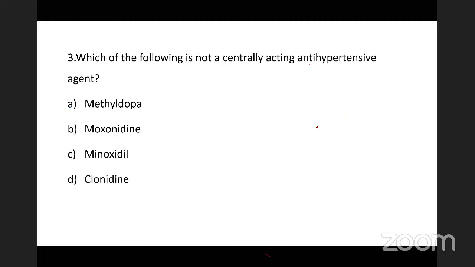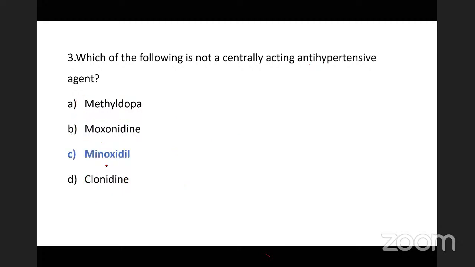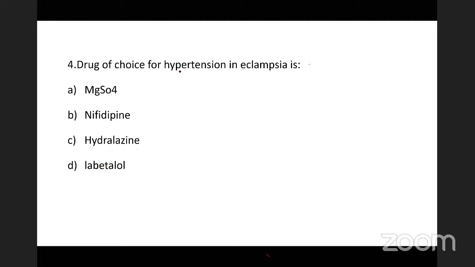Which of the following is not a centrally acting antihypertensive drug? Among the following drugs, which is not acting centrally? Okay, we know methyldopa acts in the central nervous system, in the brain. Clonidine, we know it's an alpha 2 receptor agonist. Moxonidine also is an alpha 2 agonist. Minoxidil acts in the periphery on the blood vessels by opening the ATP sensitive potassium channel. So this is not a centrally acting antihypertensive. The answer is minoxidil.